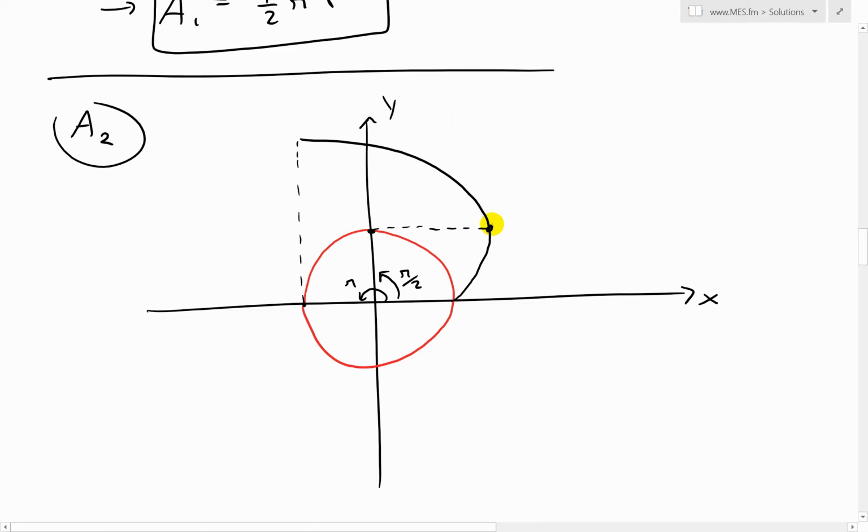At this point right here, we'll just deal with the parameter theta. This is when theta equals pi over 2, and then we get our xy coordinates there. Here is when theta equals pi. And at this point right here, theta is just equal to 0, so it's just a flat line across like that.